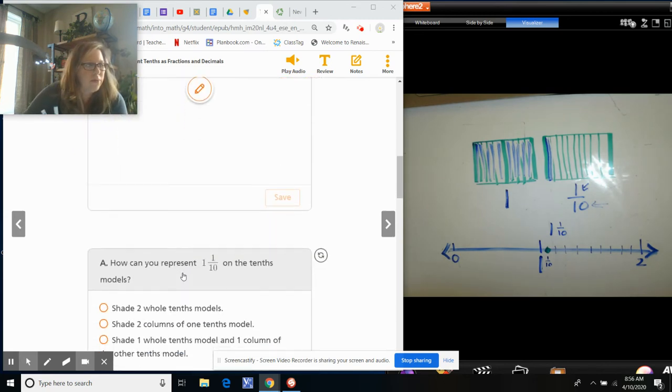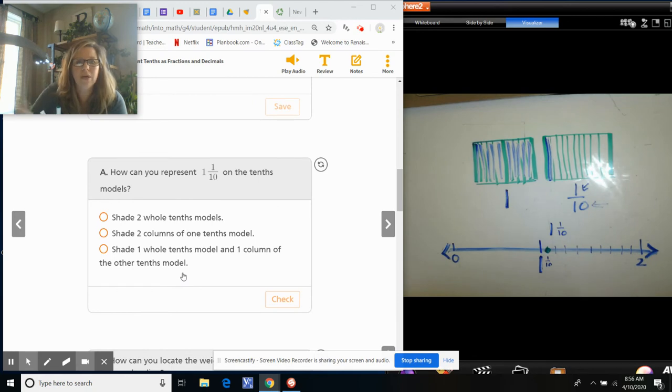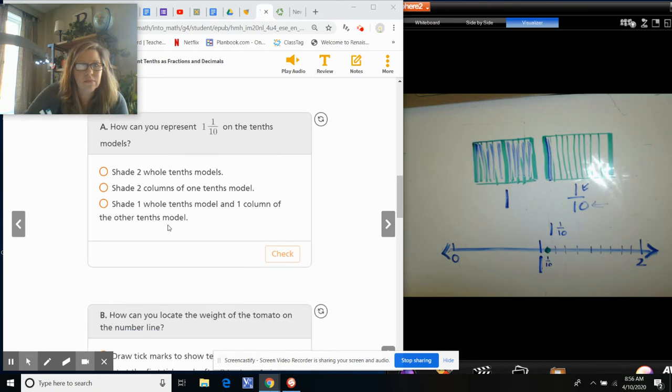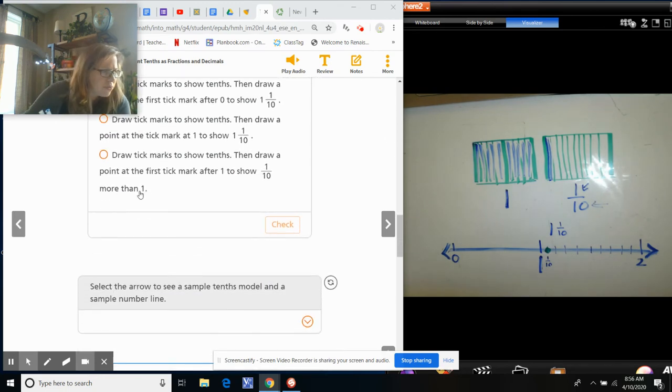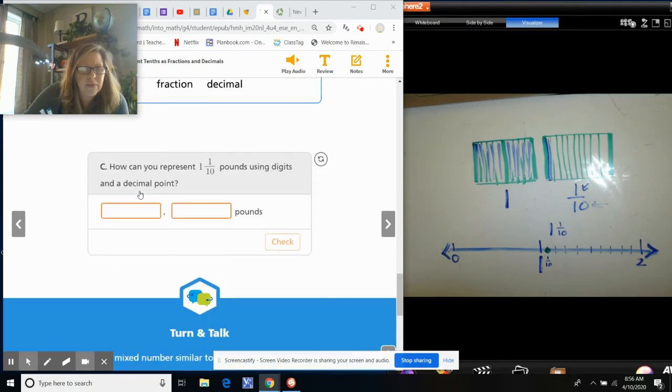Okay, let's go down a little further. It says, how can you represent 1 and 1/10 on the tenths model? All right, so let's see. What did you do? You shaded 2 whole tenths models. I think we can skip over this because we've already done all this. Let's just skip down. Let's go down to C. Go all the way down to the very bottom of your page. It says, how can you represent 1 and 1/10 pound using digits and a decimal point?